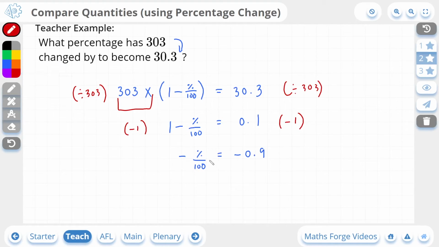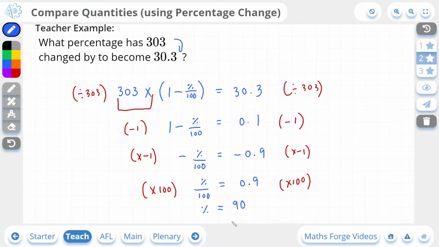Since both sides of this equation have a negative symbol on them, I'm going to multiply them by negative 1. And of course, a negative times a negative gives us a positive on both sides. And now if we multiply both sides by 100 to get the percentage on its own, we end up with the percentage, which is equal to 90. So we can conclude here, 303 has been decreased by 90% to get to 30.3. So I'm going to say this is a 90% decrease. And if we check our answer, there it is.